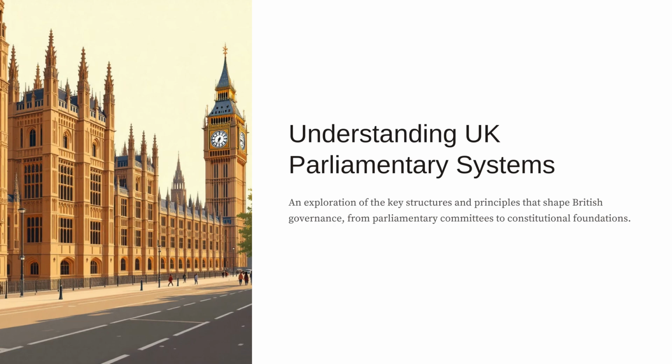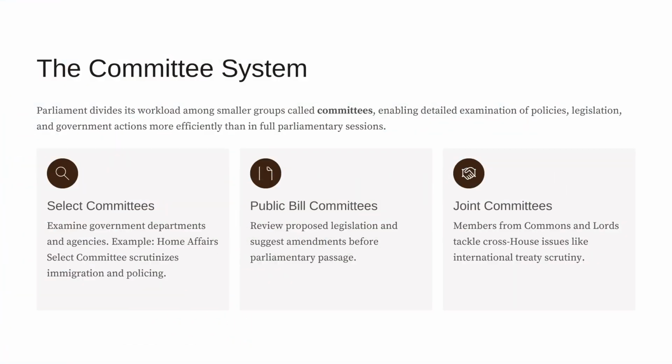Understanding UK parliamentary systems, an exploration of the key structures and principles that shape British governance, from parliamentary committees to constitutional foundations. The committee system. Parliament divides its workload among smaller groups, called committees, enabling detailed examination of policies, legislation, and government actions more efficiently than in full parliamentary sessions.